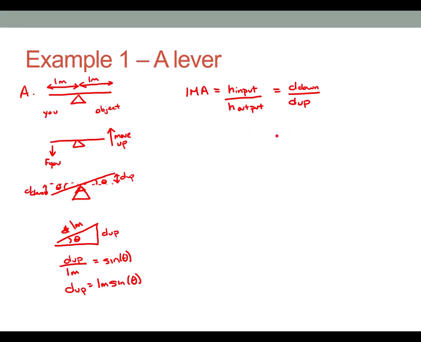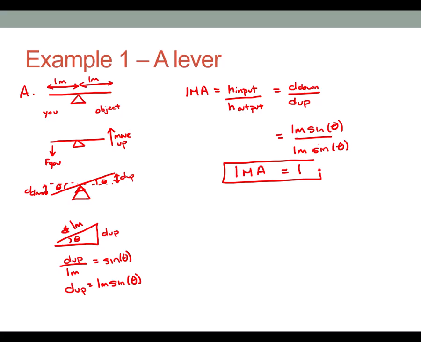And we can apply that down here. And similarly, on the downside, remember similar triangles, I hope it's not a huge surprise that this is going to also be 1 meter sine of theta. So this gives us an ideal mechanical advantage of 1, which is unitless again. Okay. That kind of, I think, should be expected.